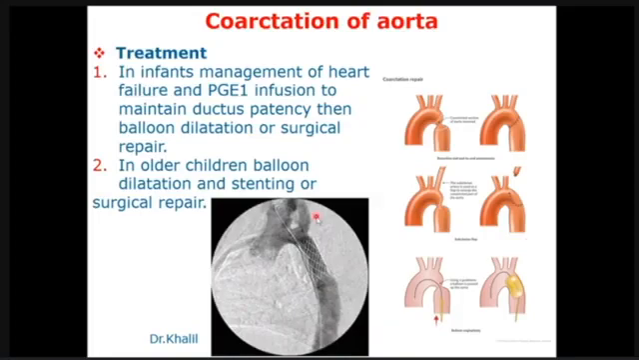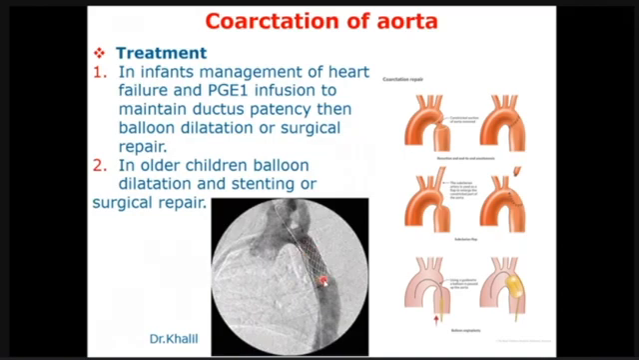If it is diagnosed later on in older children, balloon dilatation again can be used, or balloon dilatation and stenting. We dilate it with balloon and insert a stent inside the vessel to keep it open because it becomes tough tissue and less elastic. So the area of coarctation is difficult to dilate. In order to maintain the patency after dilatation, we insert a stent.